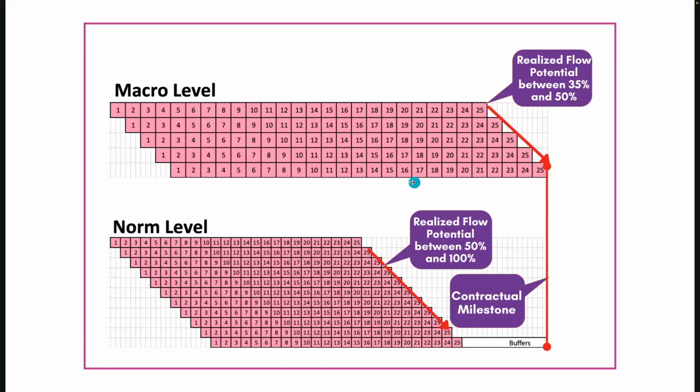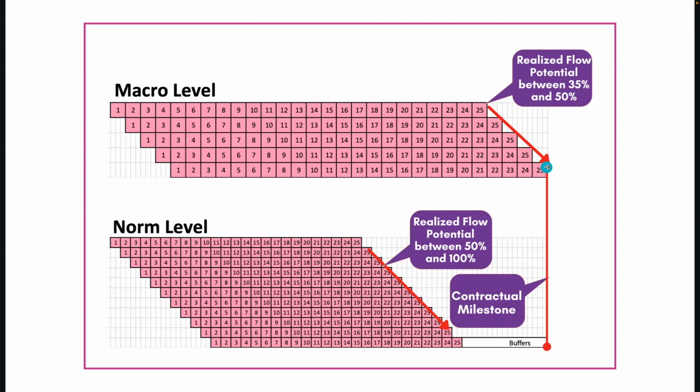And so what we're attempting to do by creating the right zoning strategy is to identify the macro level, which gives us our contractual milestone. This is what we're promising the owner, right? This is a somewhat conservative zoning strategy, and it has a realized flow potential between 35% and 50%.